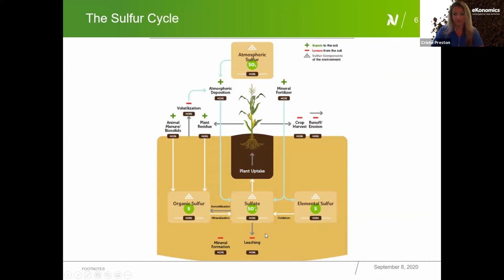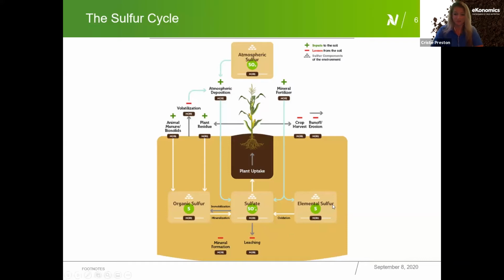Now, of these, when we talk about nutrient management plans and the sources of sulfur that we're going to use, we're mainly focused on this leaching portion, because sulfate sulfur is prone to leaching. Depending on your soil characteristics, if you apply it and you lose it, that's potentially going to affect your ROI, and your yields are probably going to suffer because of it.